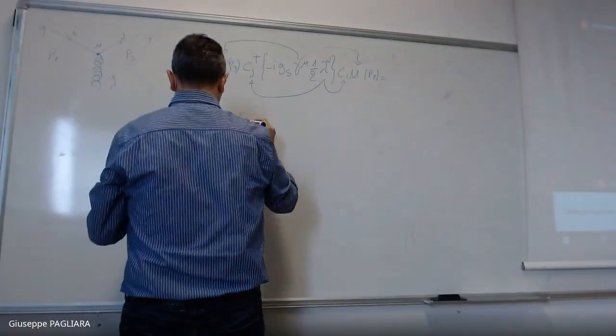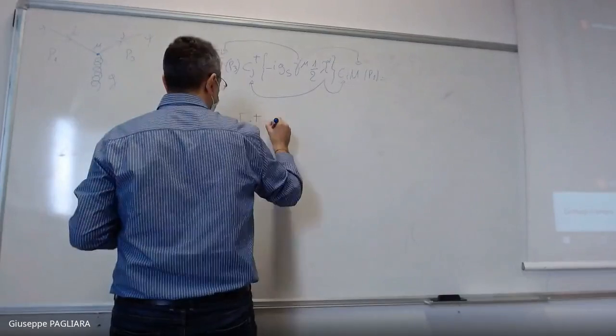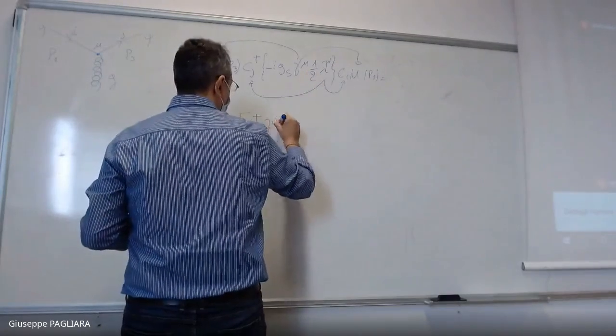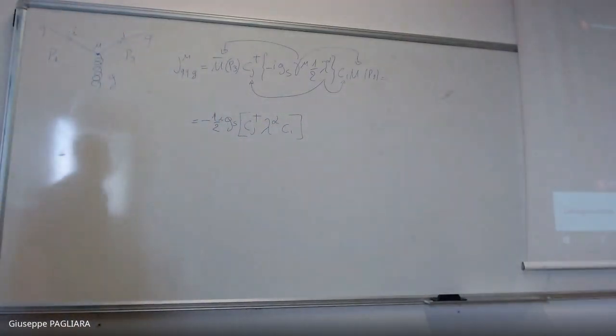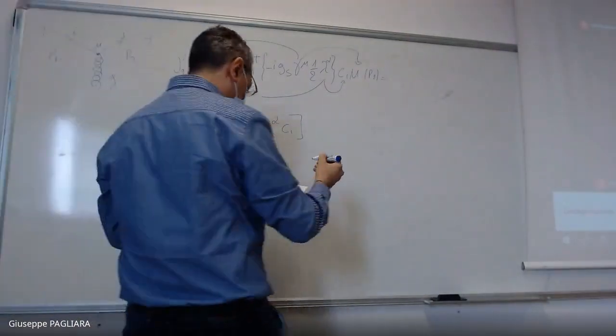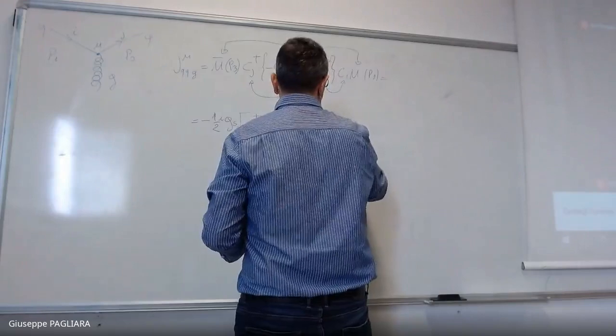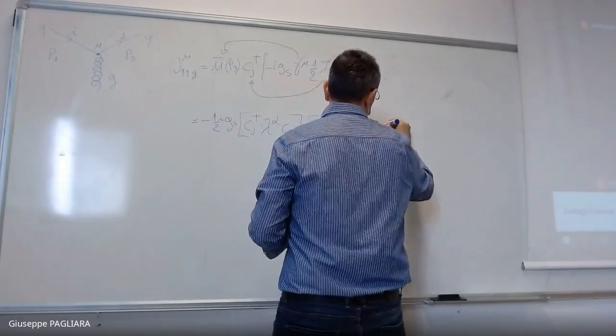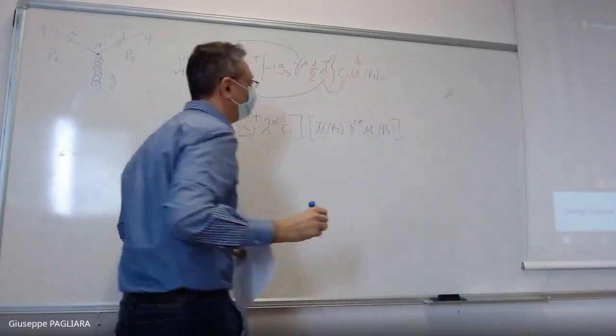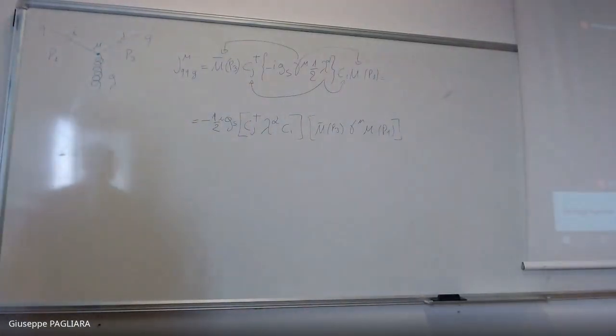Then we factorize here all that concerns the color part. So we have c_j dagger, then we have the Gell-Mann matrix, and then we have c_i. And then we put the standard Dirac current, that is u bar of p3, gamma mu, u of p1. We are just factorizing the two because they don't talk to each other, essentially.